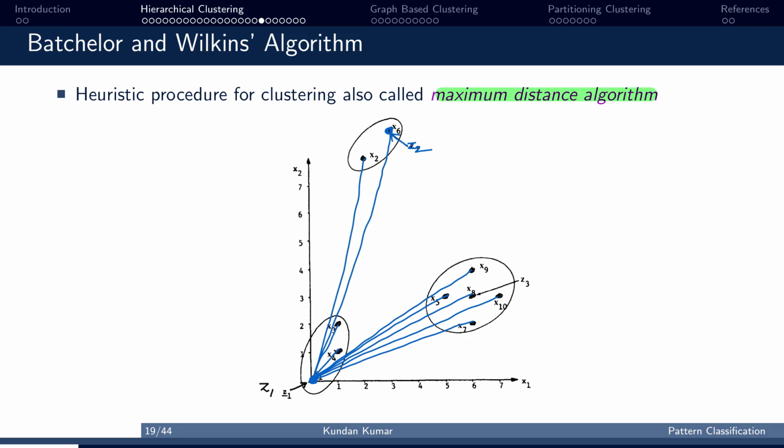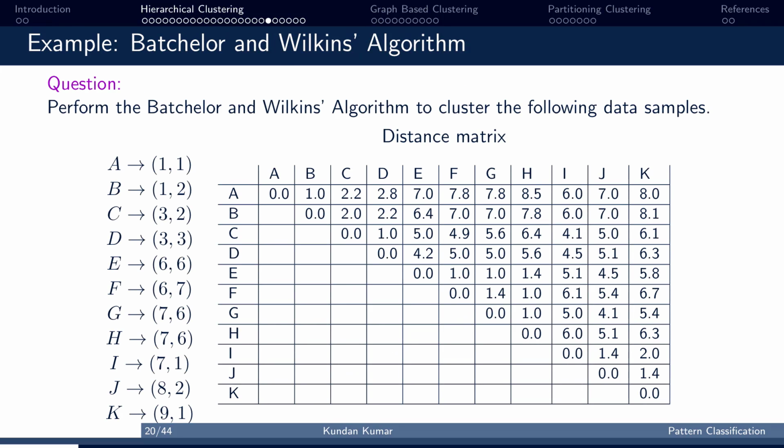First we will solve a problem, then we will discuss the exact algorithm. Here the problem is to perform the Batchelor and Wilkins algorithm to cluster the following data samples. Here we have these data samples, and A to K are just the notation for these data points.